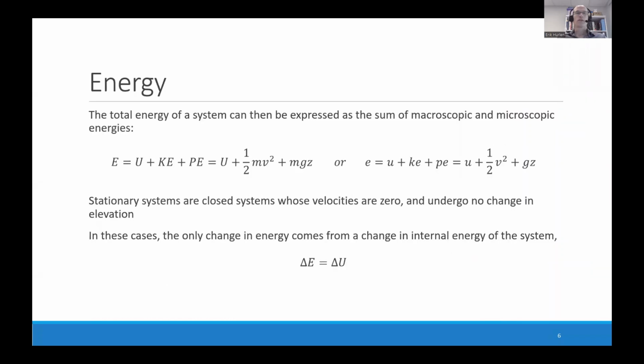The total energy of a system is then the sum of all the macroscopic and microscopic forms of energy, so E equals U plus KE plus PE, or the per unit mass version of this seen here. A stationary system is a closed system that does not move. If a system is stationary, then there is no change in kinetic or potential energy. In this case, the only change in total energy can come from a change in internal energy of the system, or delta E equals delta U.